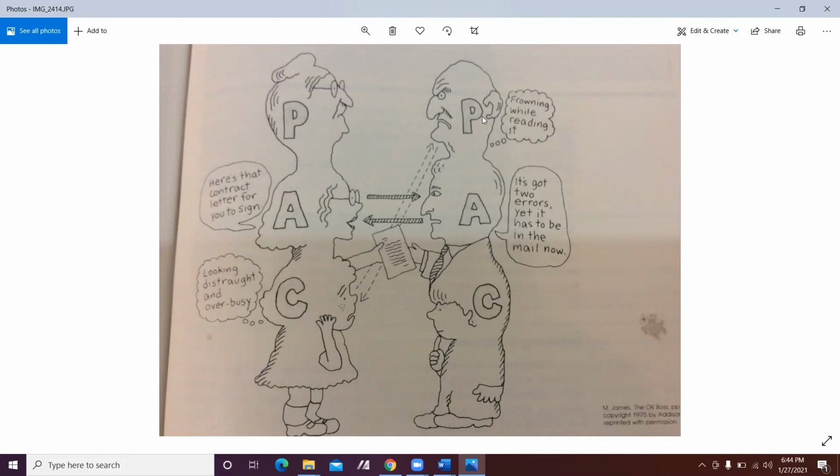You see frowning while reading it. Now this person, here is that contract letter for you to sign. The clerk has given the letter, then the manager had a serious look at it, then understood that there are errors. Then got upset, frowning while reading it. But the manager did not reveal this, the response did not come from the parent ego.